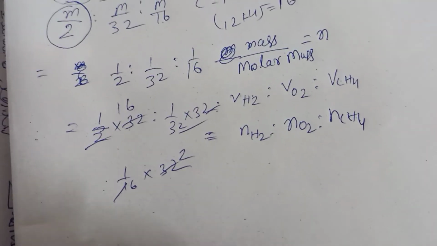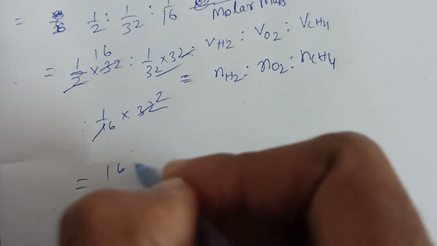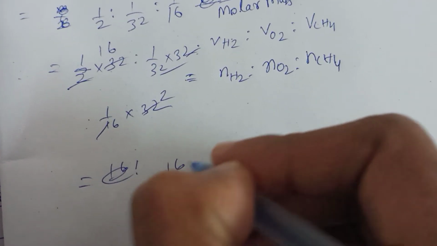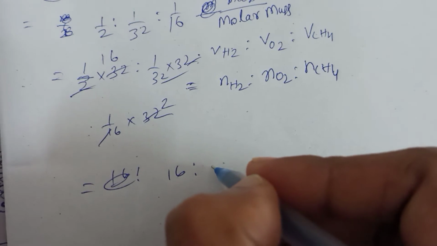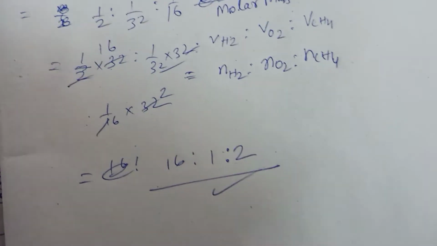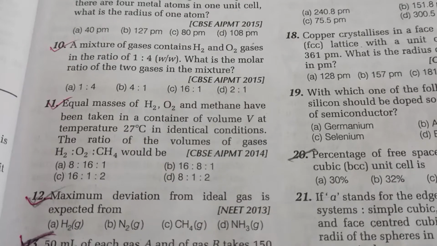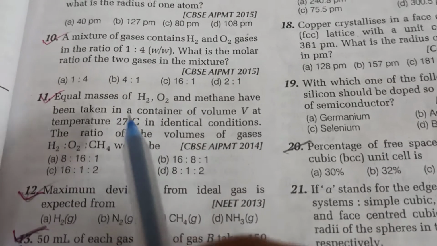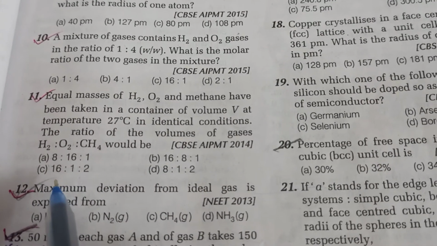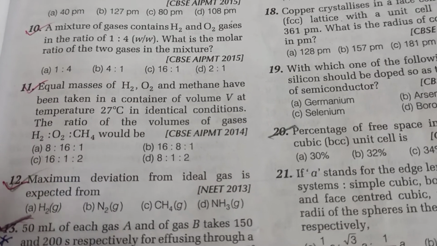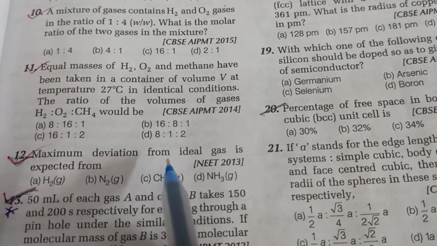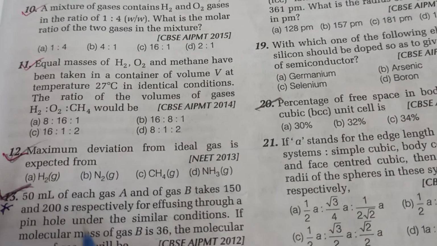Now the answer is 16 is to 1 is to 2. This is the answer of this question. So here the answer C is correct, 16:1:2. Now the second question: maximum deviation from ideal gas is expected from.